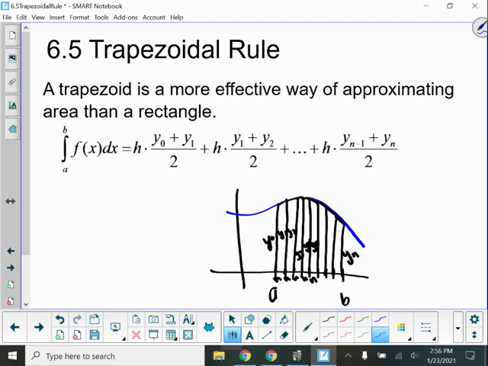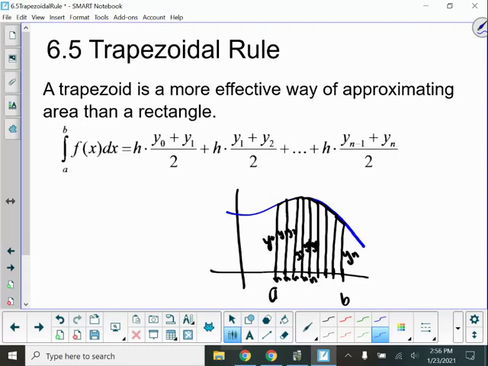This is your video for 6.5, the trapezoidal rule, and this is actually our last section in chapter 6, where we're talking about integrals and some ways to evaluate them. A trapezoid is going to be a much more effective way at approximating area than using a rectangle, because when you have curves, rather than putting a flat top on those, it makes more sense to make a slant or a little secant line, which is what you have with trapezoids.